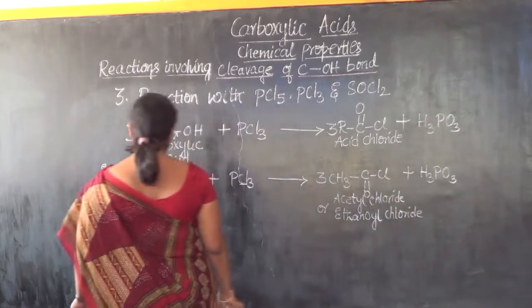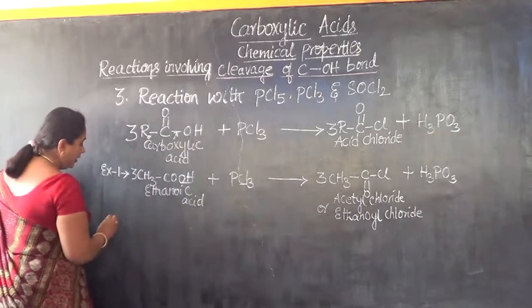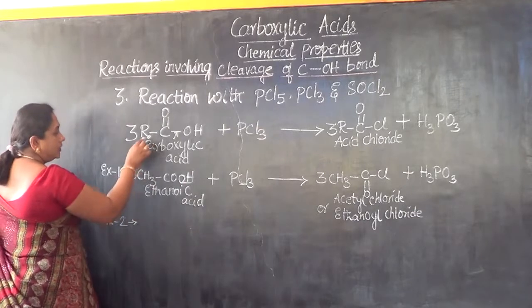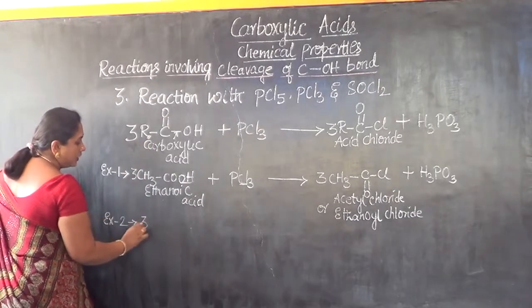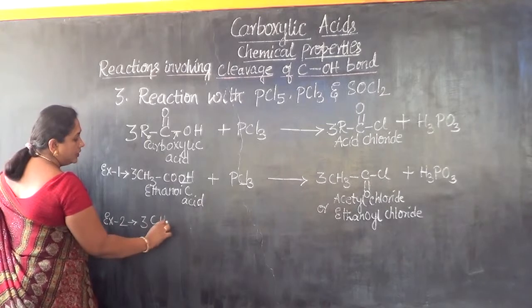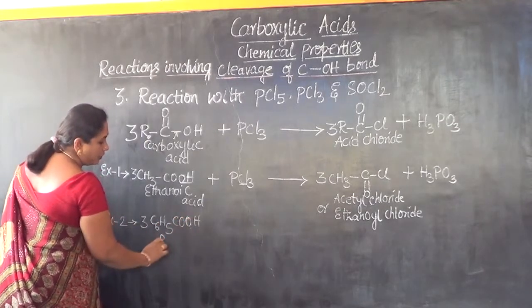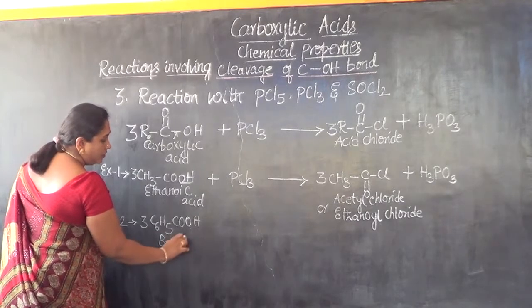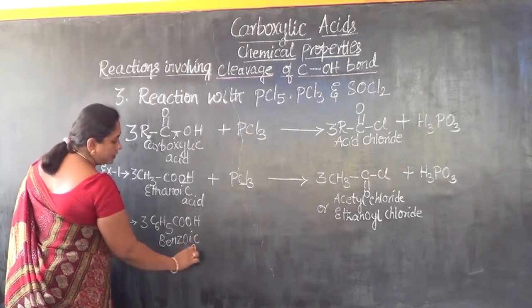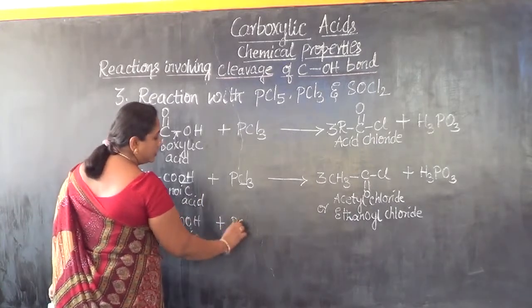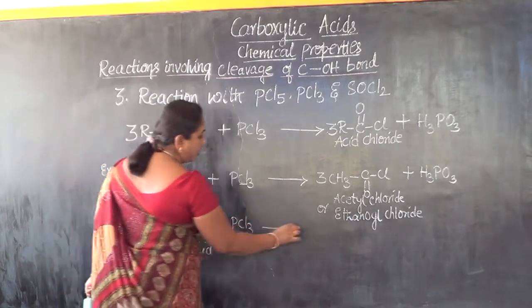Now let us take up another example. Example 2. Now let us replace R with C6H5. So 3 molecules of that, C6H5COOH. What's the name of this compound? It is benzoic acid. Benzoic acid is treated with phosphorus trichloride.